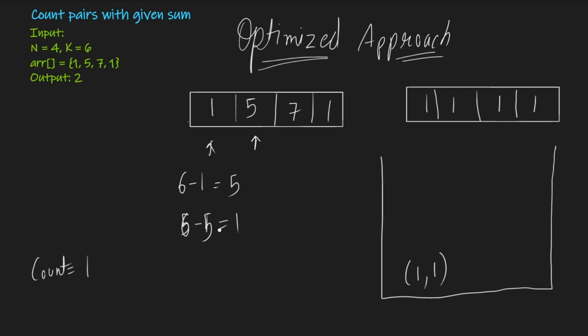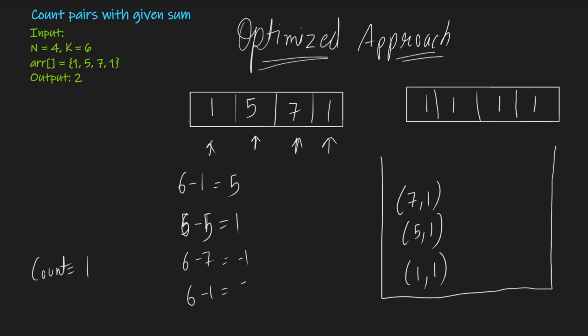Now let's move to the next place, that is 7. 6 minus 7 is equal to minus 1. First we have to also put 5 here, and the frequency is 1. So minus 1 is not in this hash map. So we are going to move to the next place and we are going to put 7 here. 7 comma 1.